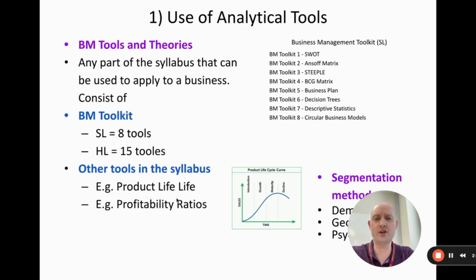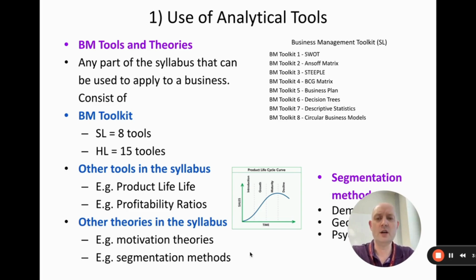For example, product lifecycle. This is what the product lifecycle looks like. This is from the 7Ps chapter. Really, really good tool to use. It's visual, and we can apply that. Profitability ratios in the finance topic. That's really good to do if you're doing profit and loss or balance sheet, and then you can do liquidity ratios as well, things like that.